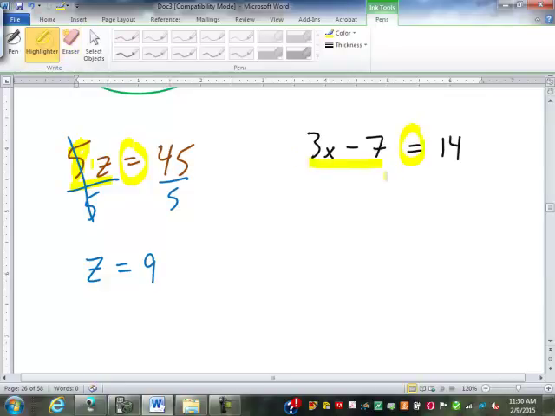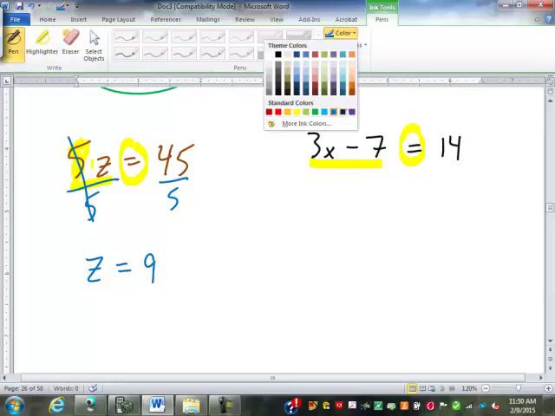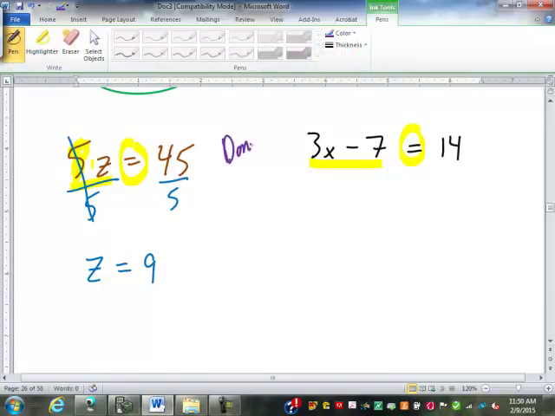We identify where the variable is on the left side here. Now we have to ask what's been done to build this. What has been done to the variable? In this case, what's been done to x to build this? Well, we have the 7 and the 3. The 7 was subtracted, the 3 was multiplied.